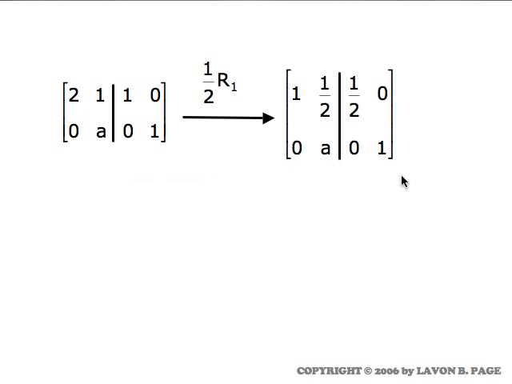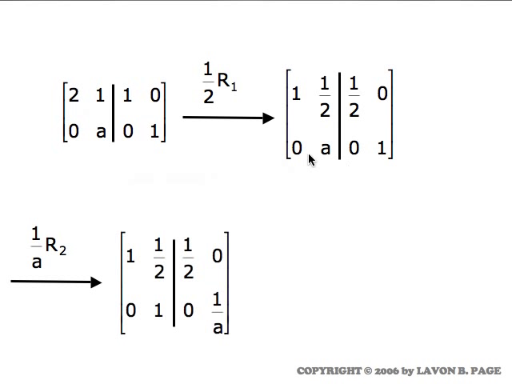Where the A is, we would like to have a 1. Well, if that A was a 5, you'd multiply by 1/5. We don't know what the A is, so we just multiply times 1 over A. The row operation 1 over A times row 2 produces a new row 2. 1 over A times 0 is 0. 1 over A times A is 1. Times 0 is 0. And 1 times 1 over A is 1 over A.